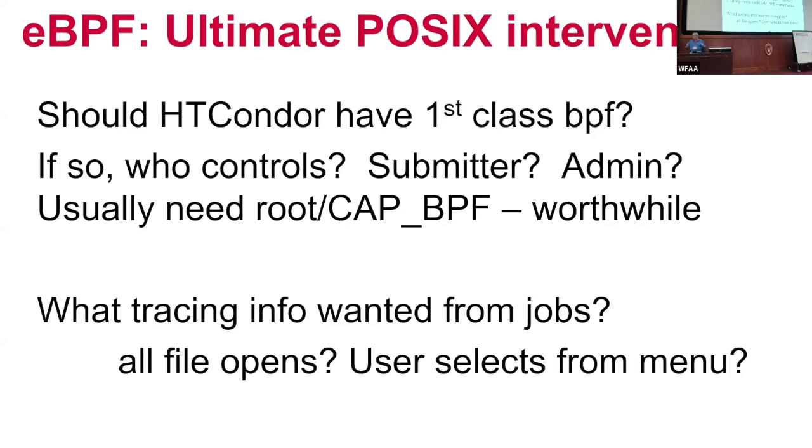You could easily trace all the file opens from your job. You could measure the performance of your job. You can trace all the DNS calls from a job. You can measure your network latencies. I'm sure the Pelican people could use this to do something really untoward. Should we allow this in Condor? I would appreciate your opinions on this.